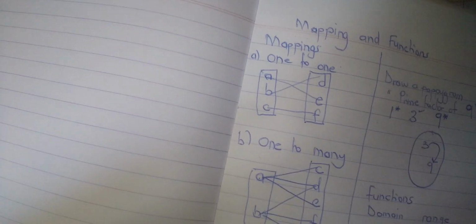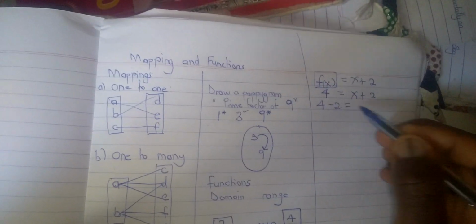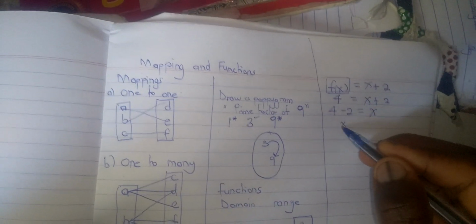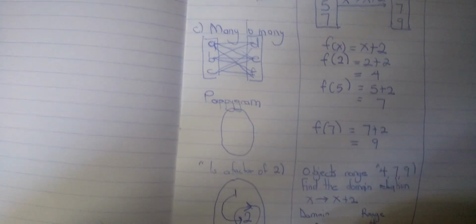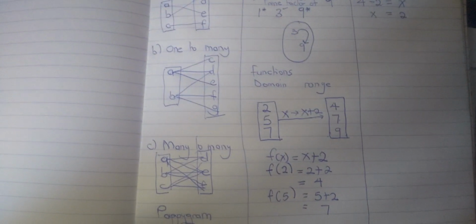So collecting like terms, we shall have 4 minus 2. This will give us the x. So our x will give us a 2. So the first answer we have here is a 2, which, as we can see above, was a 2.